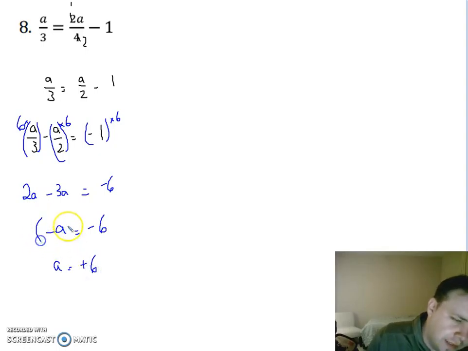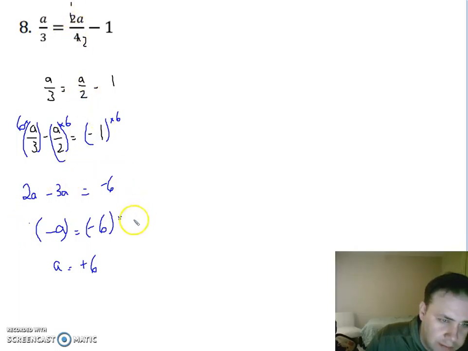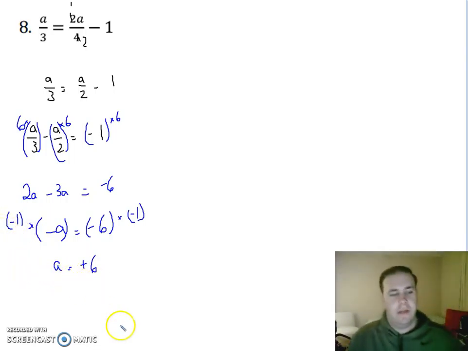What you can do for this, I know it's kind of implied, is we can multiply both sides by negative 1. And I should put brackets around that. So I multiplied this by negative 1, I multiplied this by negative 1. And therefore I have a equals 6.